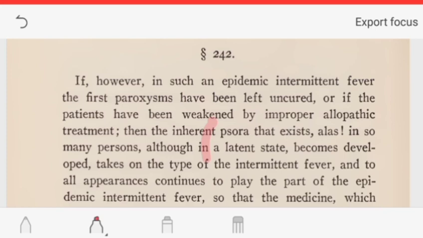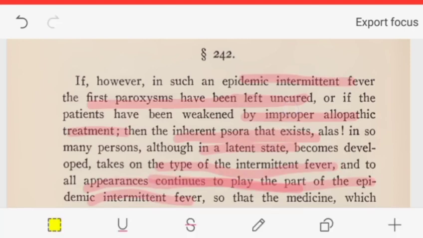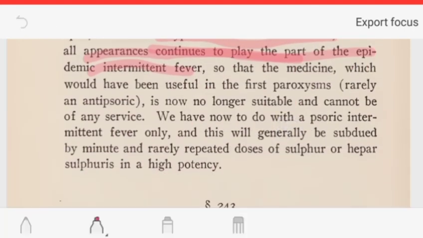Then 242, regarding psoric intermittent fever, if it occurs, what happens? In the psoric intermittent fever, that is the epidemic intermittent fever, the first paroxysm, as in 241, we take the symptom totality and give medicine accordingly, and recovery will occur. But if that first paroxysm is not cured properly, if improper allopathic treatment is given, then what happens? Psora, which is present in a latent state, now becomes developed, takes the type of intermittent fever, and appears as a continuous play in the epidemic.